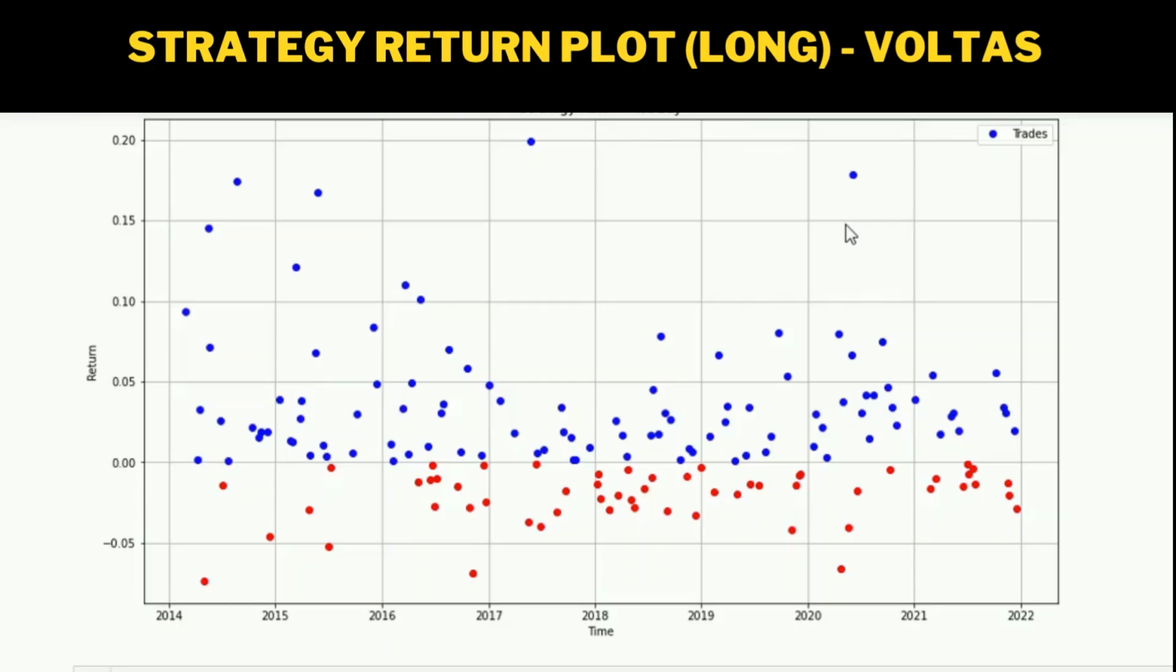Of course, this does not include corporate actions like dividend, but still the cumulative return looks pretty lucrative at 1175%. Let's quickly analyze this strategy return plot, which is a visual representation of the negative and positive returns generated by this strategy. All the red dots are the negative returns and the blue ones are the positive returns. In other words, these are the trades that have generated positive return, and the ones in red are the trades that have resulted in negative returns.